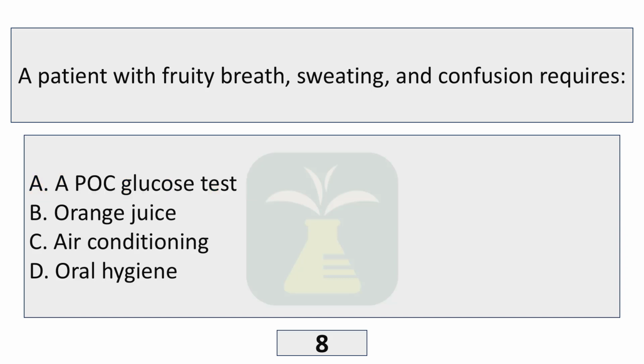A patient with fruity breath, sweating, and confusion requires: A. A POC glucose test. B. Orange juice. C. Air conditioning. D. Oral hygiene.